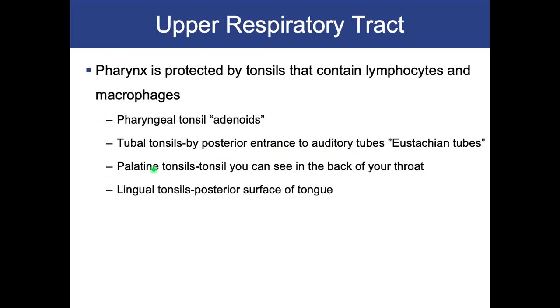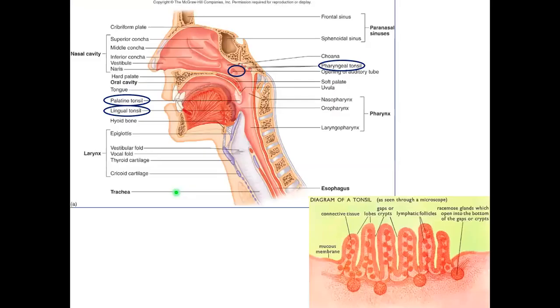The palatine tonsils are tonsils that you can actually see in the back of your throat. So when you have a cold, or if you've had strep throat, these are the ones that you can see get infected. And then the lingual tonsils are on the posterior surface of the tongue. So let's take a look at the tonsils. The pharyngeal tonsils are right here.